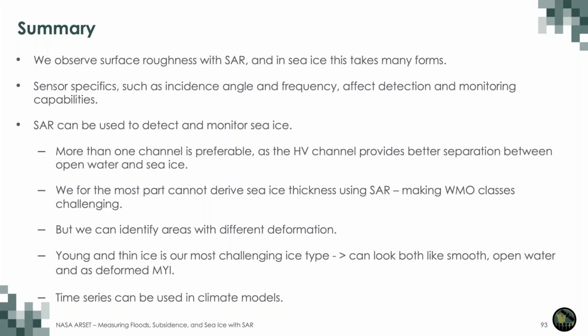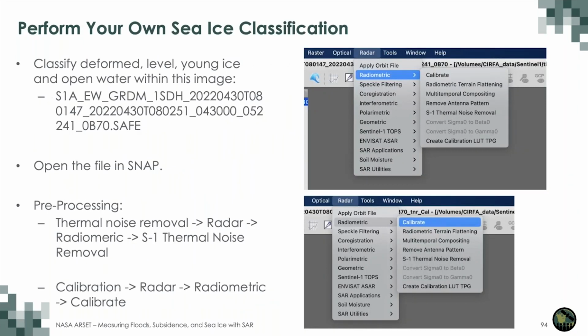So now that you have seen how the different sea ice types can affect the radar backscatter, you're now ready to perform your own sea ice classification. Ideally, we would like to use overlapping SAR and optical images, and many images at that. But today we'll work on one image. So pick one that contains both fast ice as well as drifting sea ice. And you can see the name here, and it should also be made available to you.